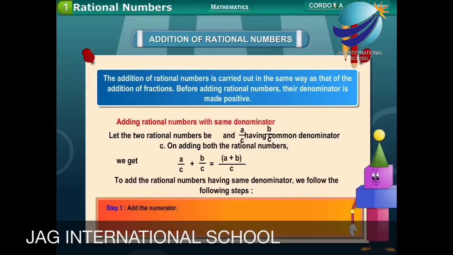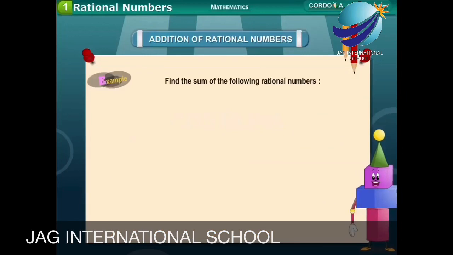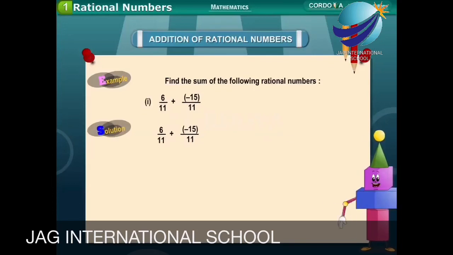To add rational numbers having the same denominator, we follow these steps. Step 1. Add the numerators. Step 2. Write a rational number whose numerator is the sum obtained in Step 1 and whose denominator is the common denominator of the given rational numbers. Example: Find the sum of 6/11 + (-15/11). Solution: 6/11 + (-15/11) = (6 + (-15))/11 = -9/11.